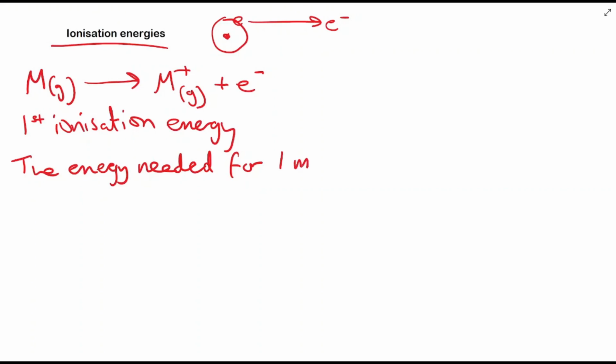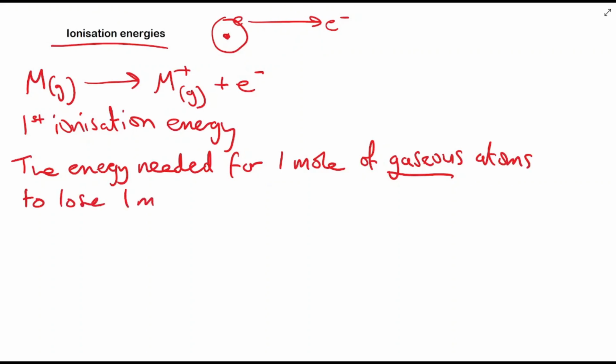for 1 mole of gaseous atoms to lose 1 mole of electrons. Now, electrons can't be gaseous, so we don't have to worry about it there.